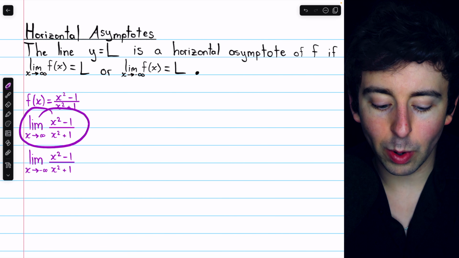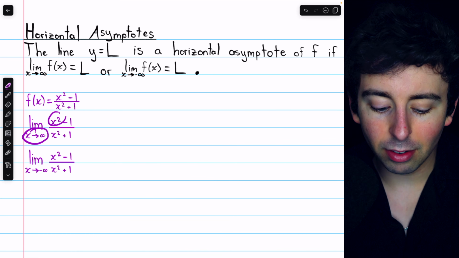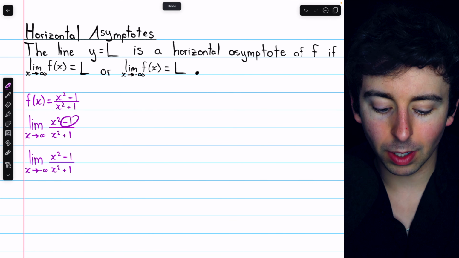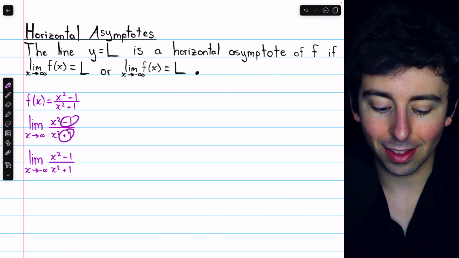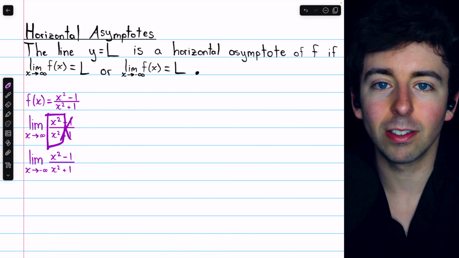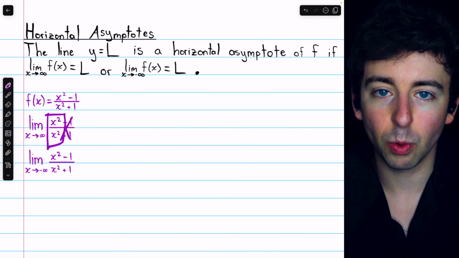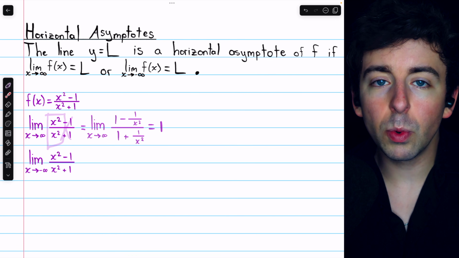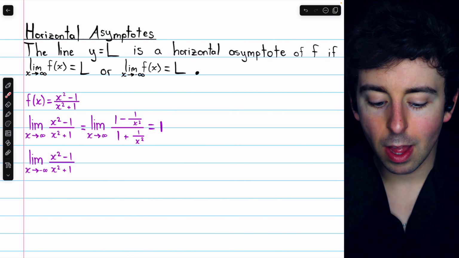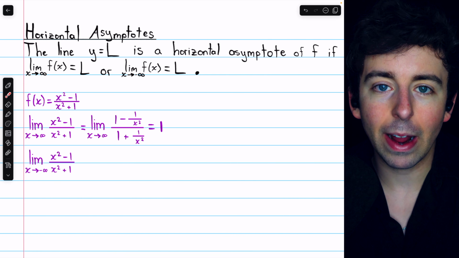One way to evaluate this limit is to just realize that as x gets really big, so too does x squared. And so minus 1 and plus 1 really don't do anything. We could just ignore those and say, clearly the limit is going to approach 1. It's going to approach x squared over x squared, which is just 1. But we can make that argument more formal by dividing the numerator and denominator by x squared.